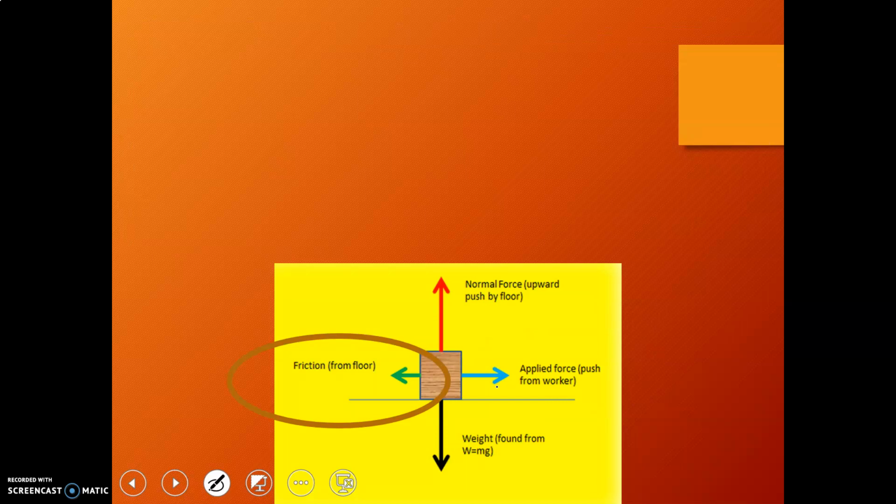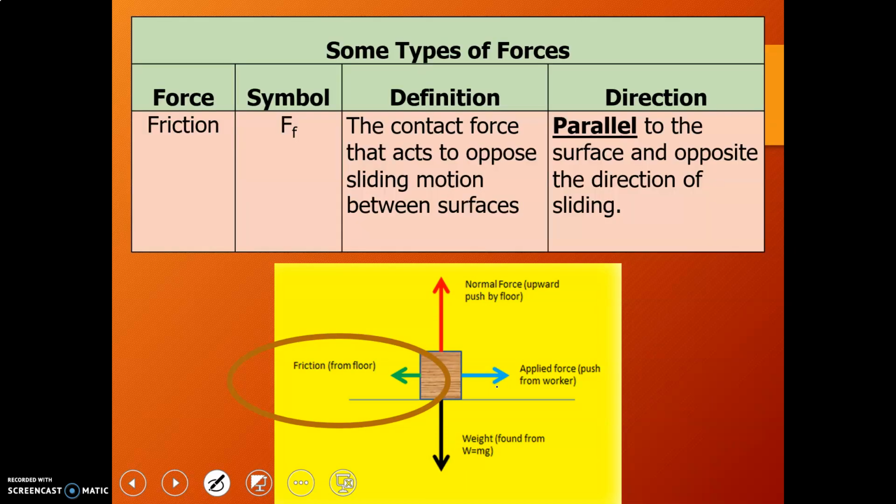All right, next let's look at friction. We know that friction slows the motion, right? So on these free body diagrams, Ff is the symbol that we're going to be using. Friction is a contact force that acts to oppose or work against sliding motion between surfaces. So if this box is moving to the right, friction goes in the opposite direction, so to the left.